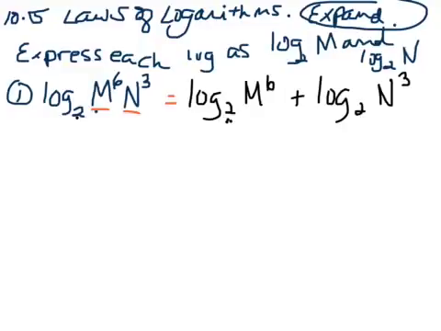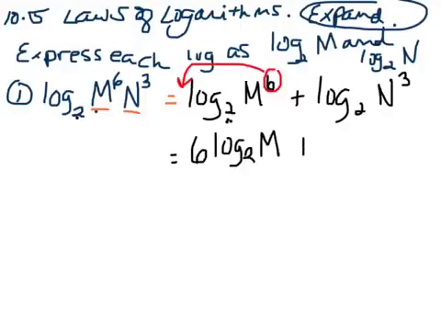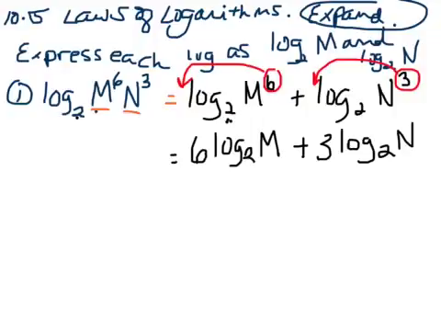Now that's one rule. That was the product rule we just used. Well, there's another rule that says if you've got an exponent sitting up here, you can drop it out front. That's the power rule. So what I can do now, if I want to simplify, is put the 6 out front and say that's 6 log 2 of m plus, doing a similar thing on this other one, the exponent of 3 can be dropped out front, and that becomes 3 log 2 of n. And that's what they're wanting you to do there, is split it up that way.